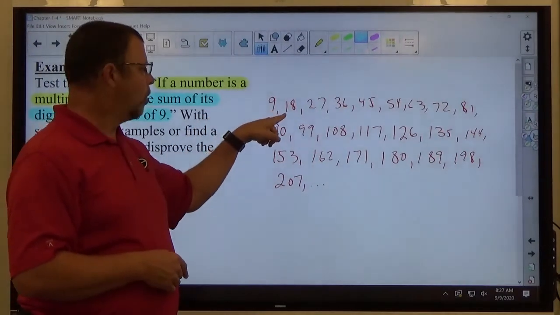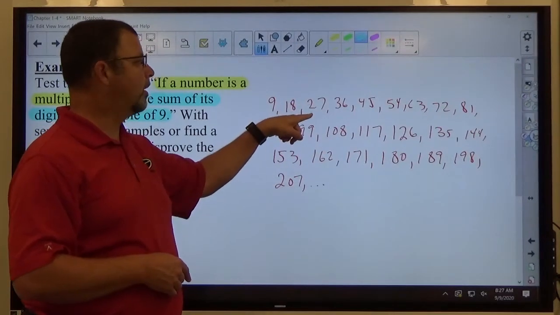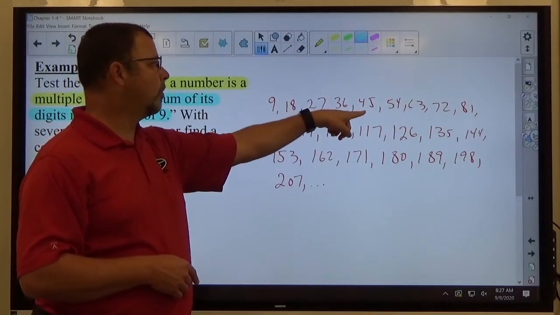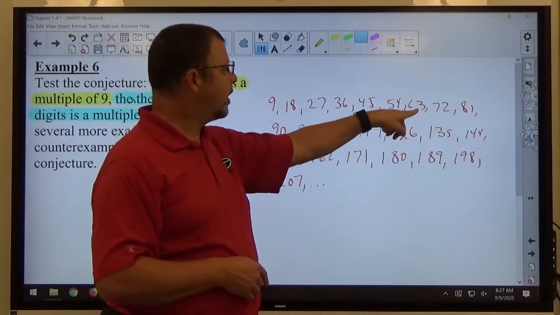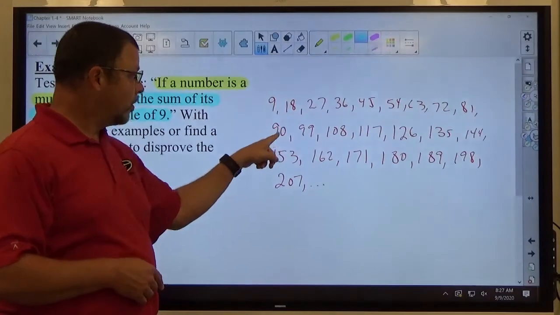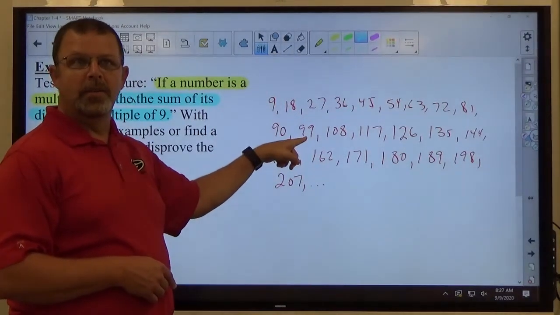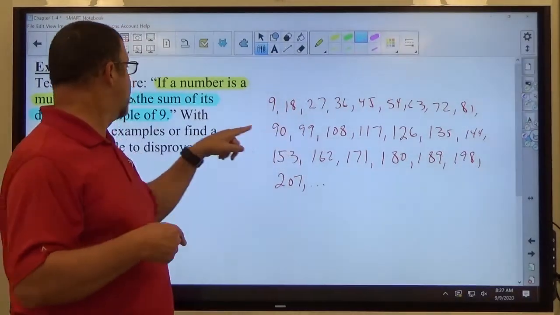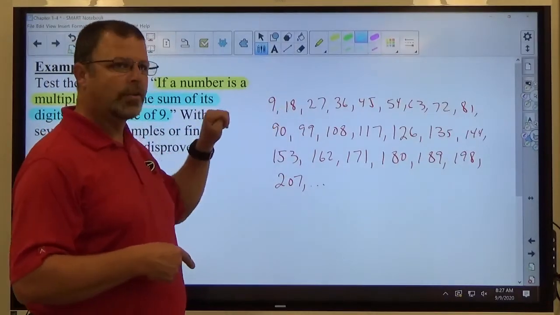9. 1 plus 8 is 9. 2 plus 7, 9. 3 plus 6, 9. 4 plus 5, 9. 5 plus 4, 9. 6 plus 3, 9. 7 plus 2, 9. 8 plus 1, 9. 9 plus 0, 9. 9 plus 9, 18, which divides by 9, right? 18 is on the list, right?